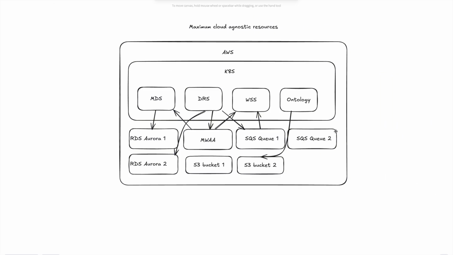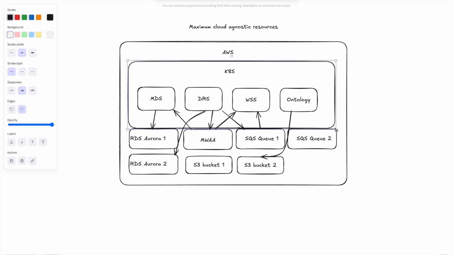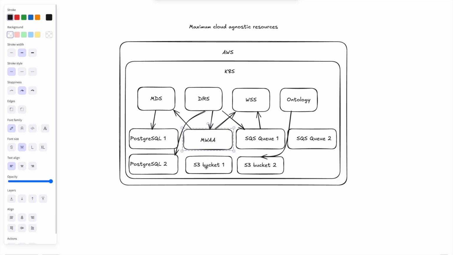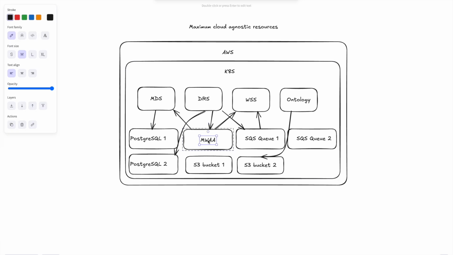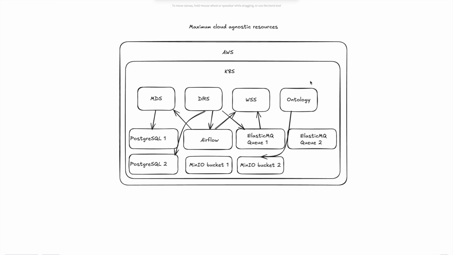In that case, we will fit everything into the Kubernetes cluster. We have MWA, which is going to be called Airflow, and here will be ElasticMQ. So here is a completely other extreme example of cloud agnostic infrastructure. In that case, we're putting everything into Kubernetes, so there are literally no resources that exist in AWS or any cloud provider that we deploy to.